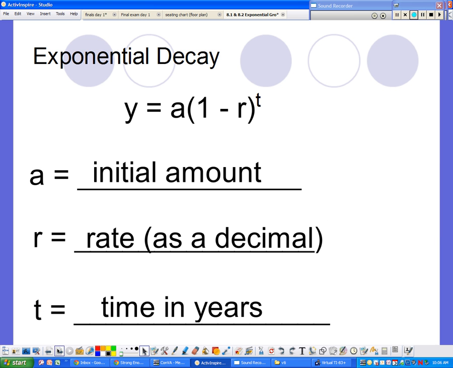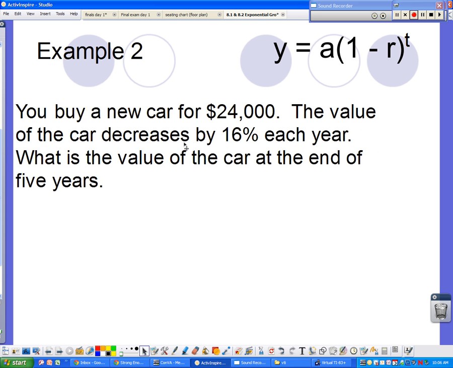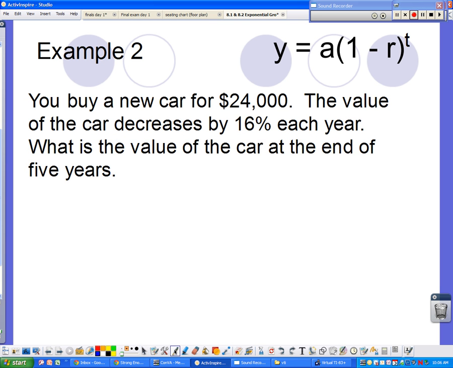All right, so let's take a look at an example. Now you're going to have to start looking for keywords, like increased, went up. In this example, it says you buy a new car for $24,000. The value of the car decreases, because now we're going to mix these problems up. It decreases by 16% each year. What's the value of the car at the end of 5 years? So I've got 24,000, 16%, and 5 years.